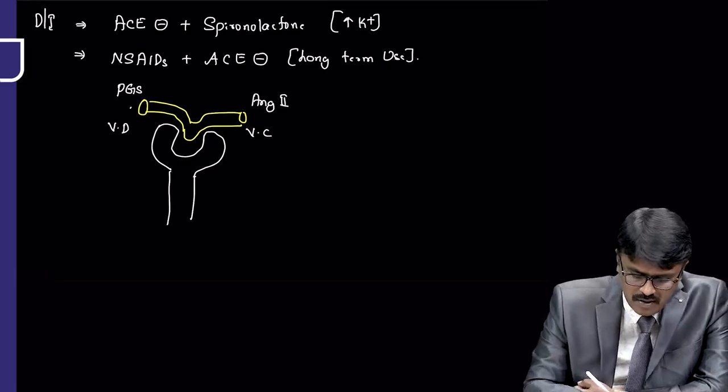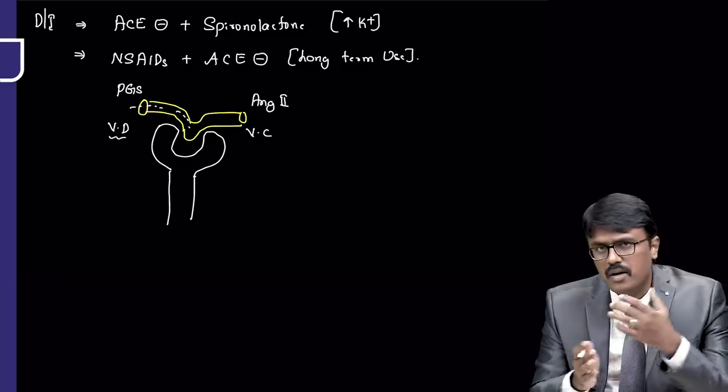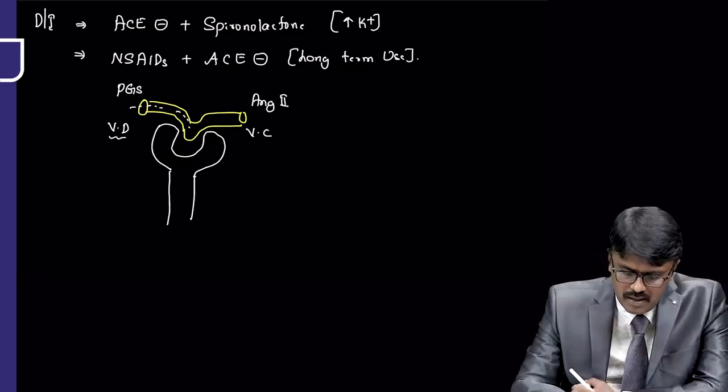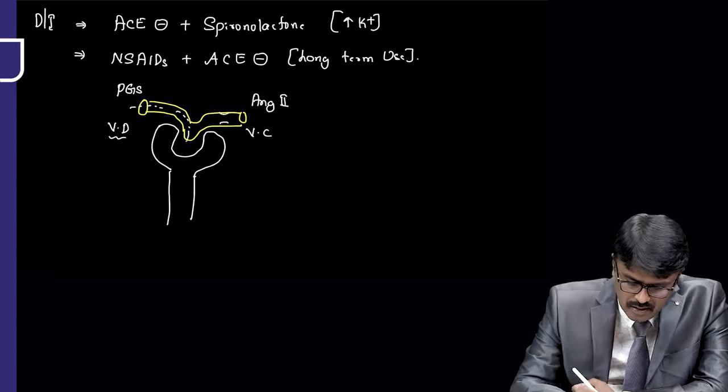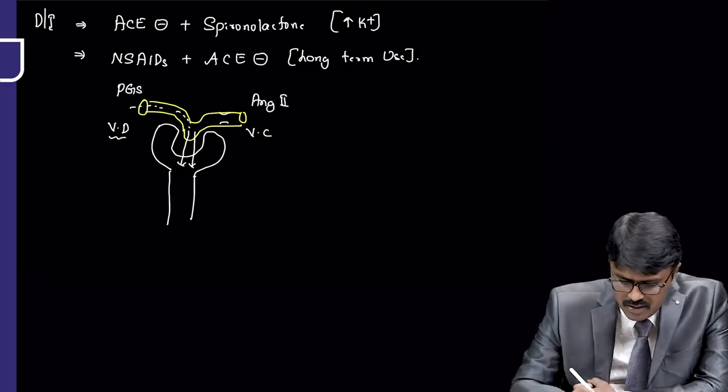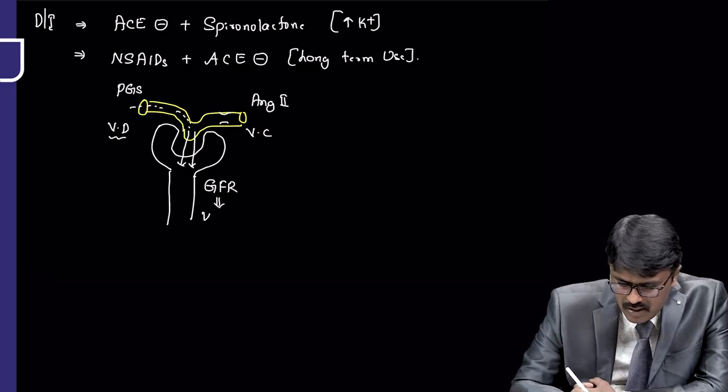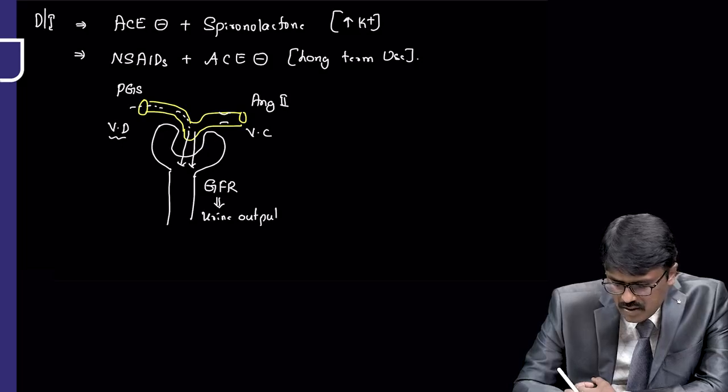Now what happens when the blood flows? Because here it is vasodilated, the blood will go in easily. And here it is vasoconstricted. There is filtration of the blood and you see GFR. When you see GFR, there is urine output. That means the kidney is working correctly. So this is the normal.